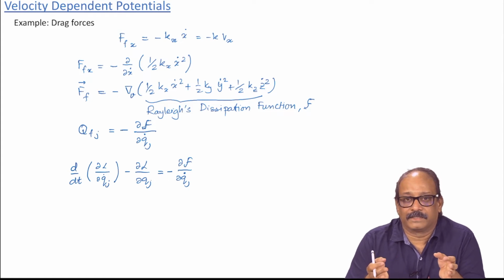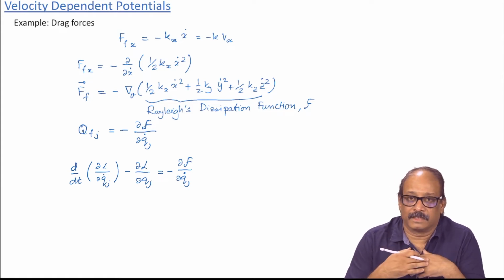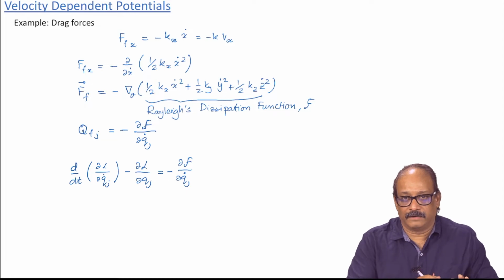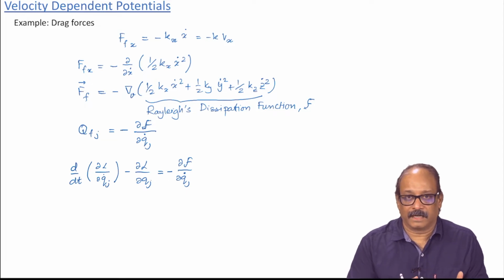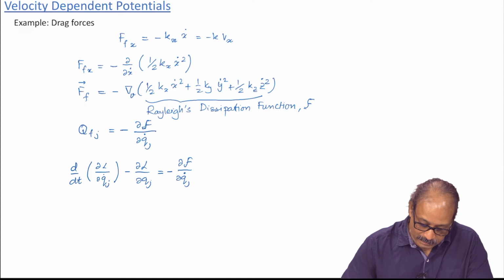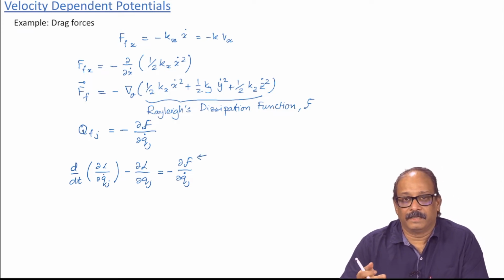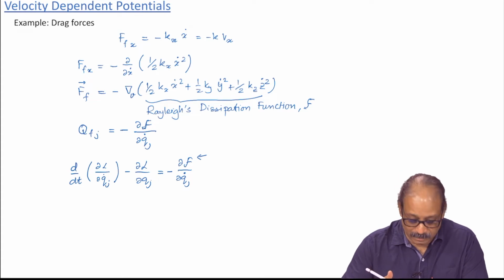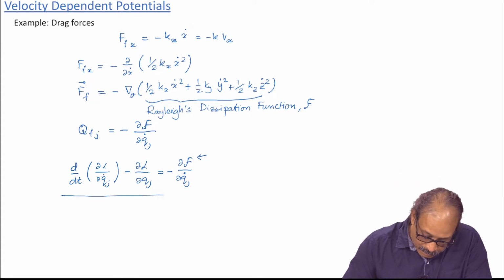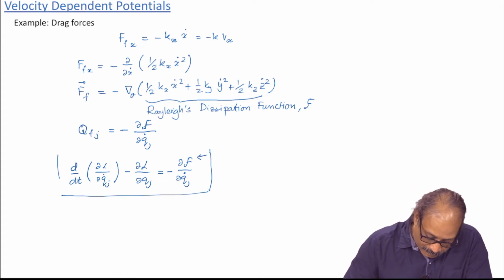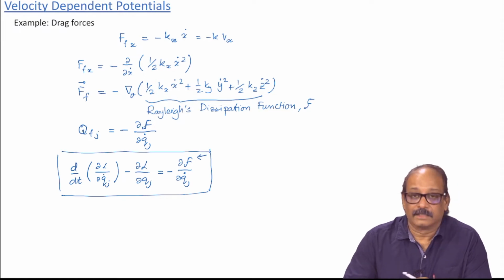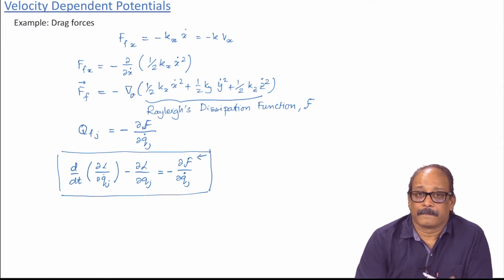All those forces which can be derived from some sort of a generalized potential, they all go to the left side and become part of the Lagrangian function, and the dissipation functions or the drag forces will be introduced through the Rayleigh's dissipation function. So, even in this way we can take care of the velocity dependent potentials.